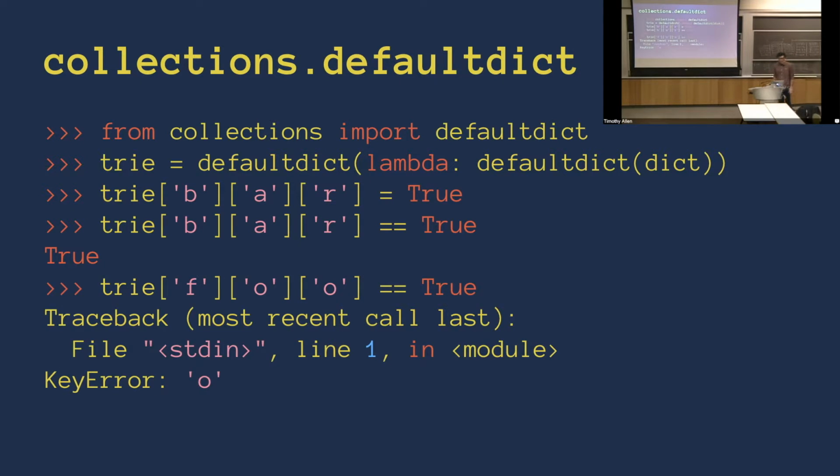But then it fails again because in the last level, when I check to see if 'o' is there, I get a key error because 'o' is not in that last dictionary.